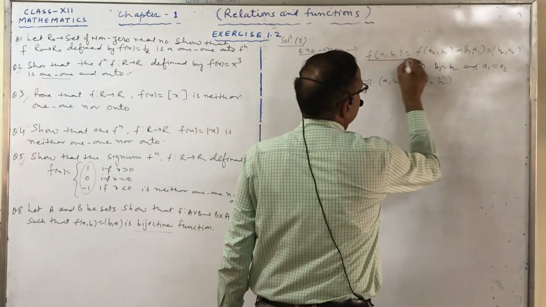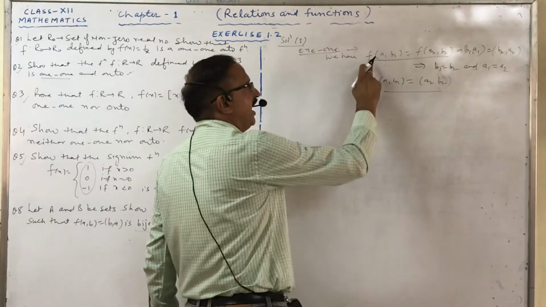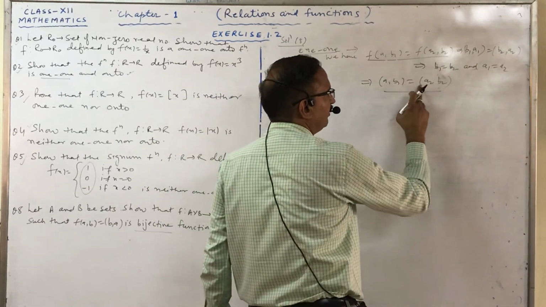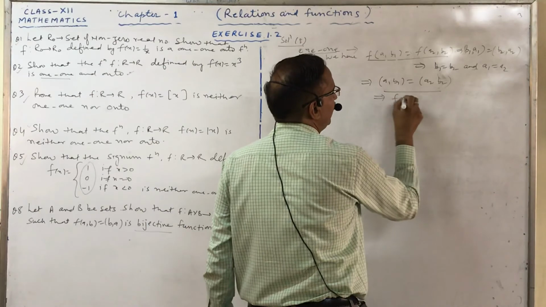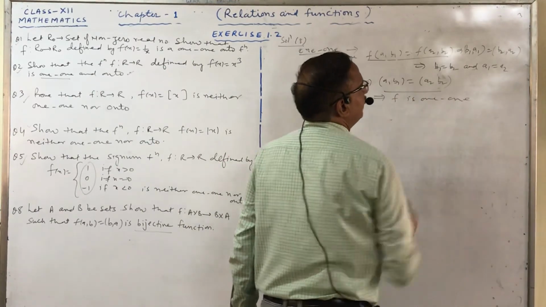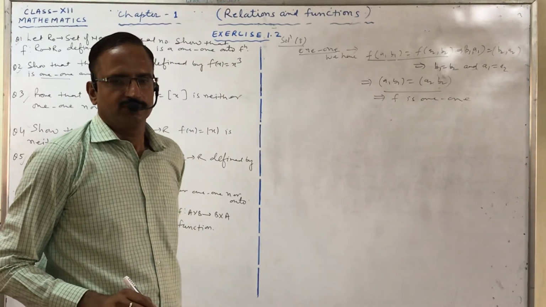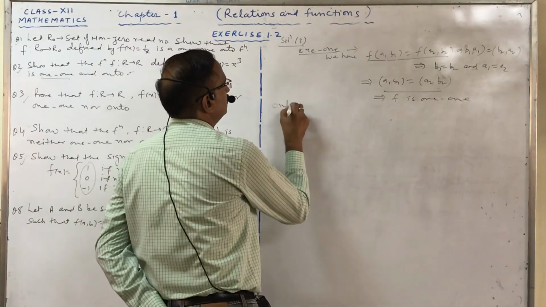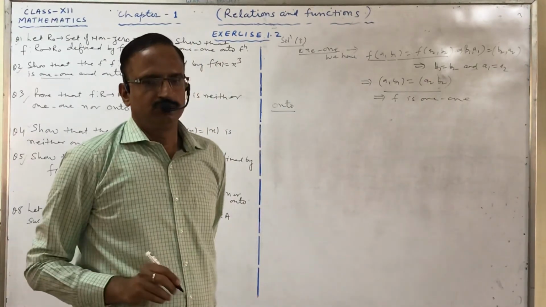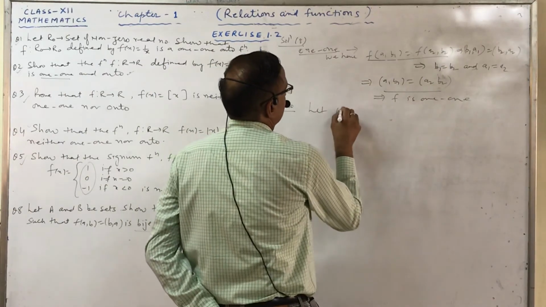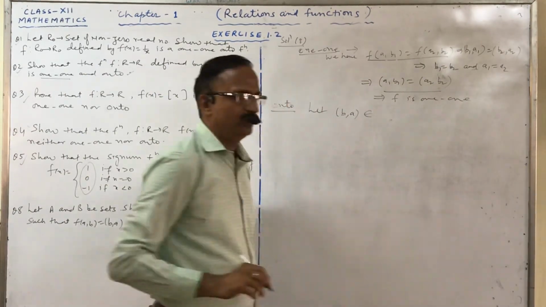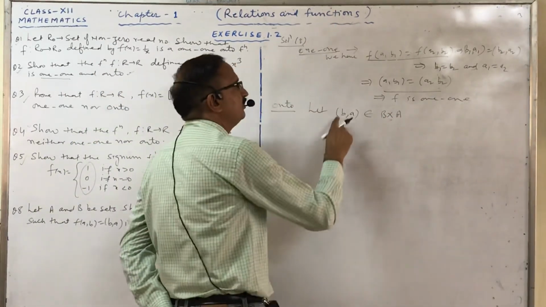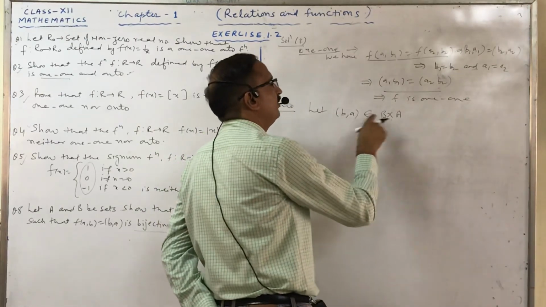Now look at this and this one. f(a1, b1) equals f(a2, b2). This implies that (a1, b1) equals (a2, b2) and this implies that f is one-one. Okay children? Now for onto, let (b, a) belongs to B cross A. It means b belongs to set B and a belongs to set A.